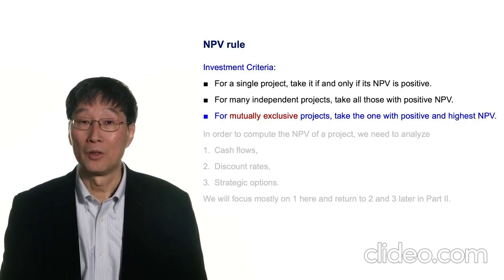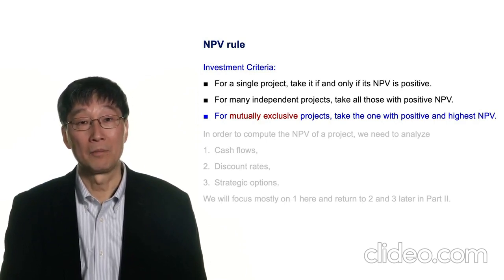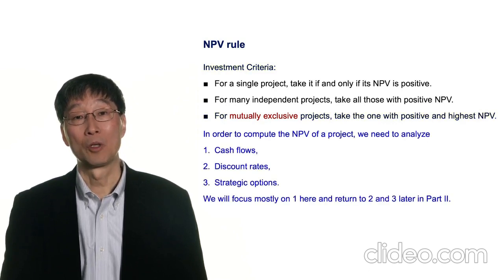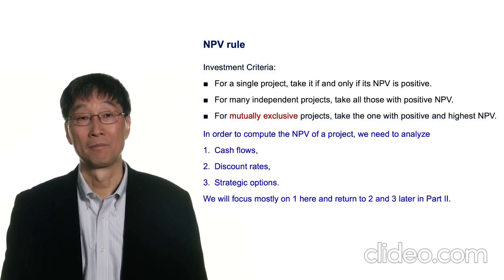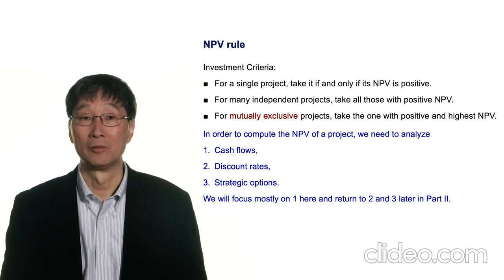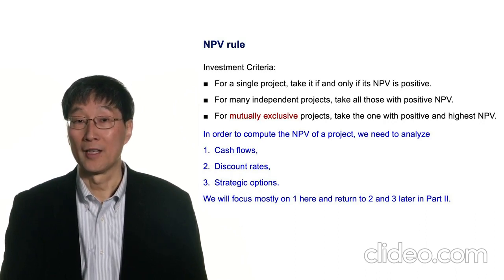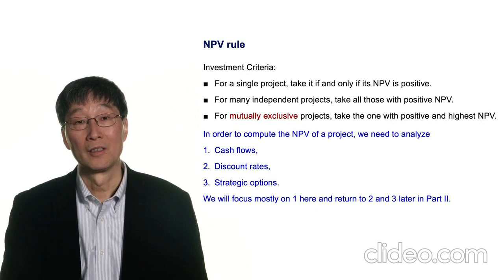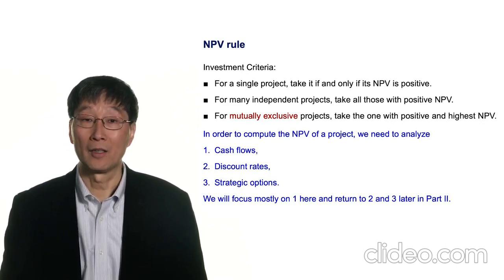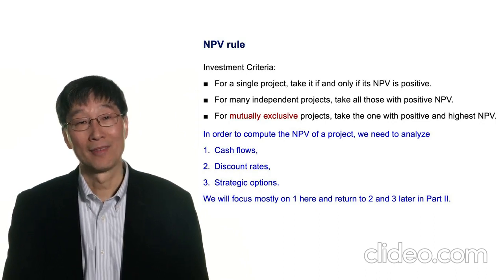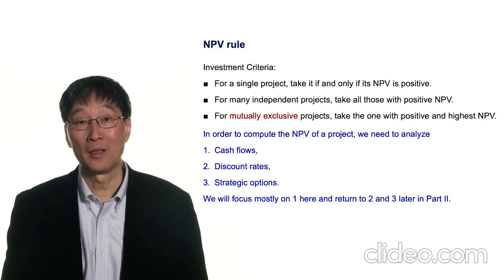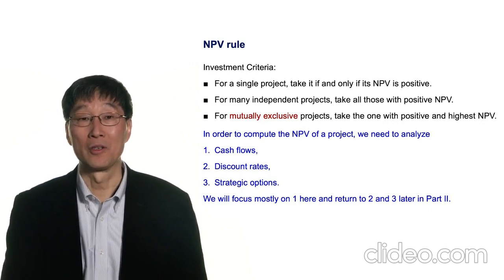Now, all we need to do is to compute the project's NPV. This requires three inputs. First, its cash flow, more precisely, its expected cash flow. Second, the right discount rates for the cash flow. Third, strategic options embedded in the project beyond the basic cash flow forecasts. We will focus mainly on 1 here and return to 2 and 3 later in part 2 of the course.